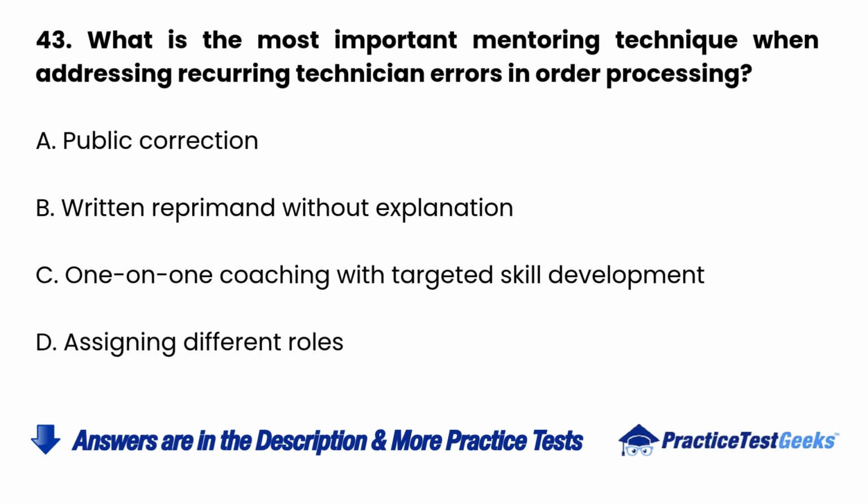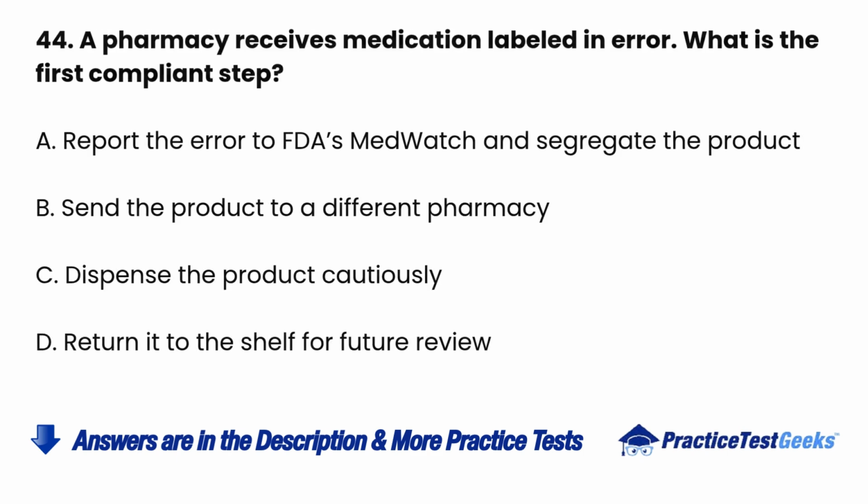43. What is the most important mentoring technique when addressing recurring technician errors in order processing? A. Public correction. B. Written reprimand without explanation. C. One-on-one coaching with targeted skill development. D. Assigning different roles.